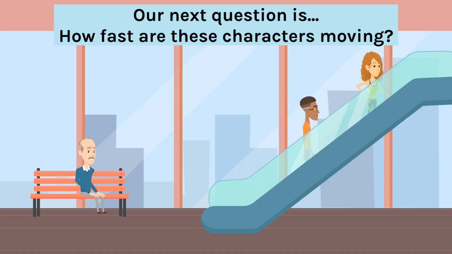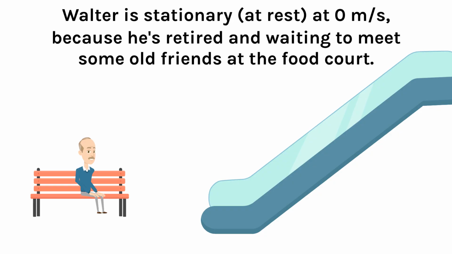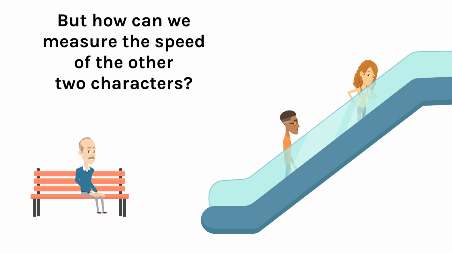Our next question is, how fast are these characters moving? Walter is stationary, at rest, at 0 meters per second, because he's retired and waiting to meet some old friends at the food court. But how can we measure the speed of the other two characters?